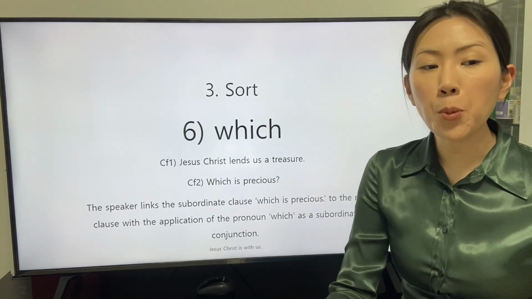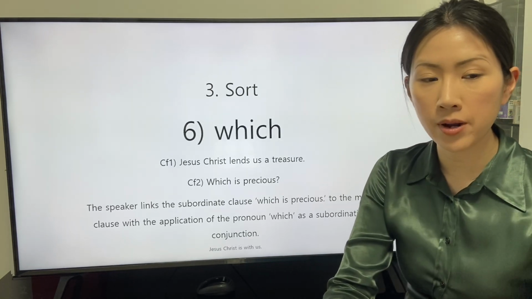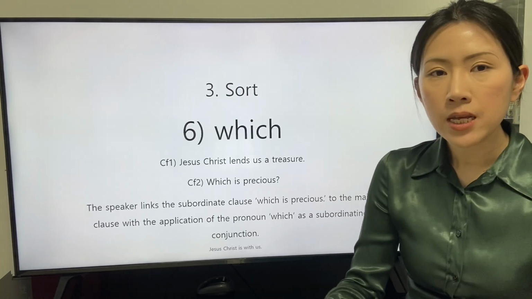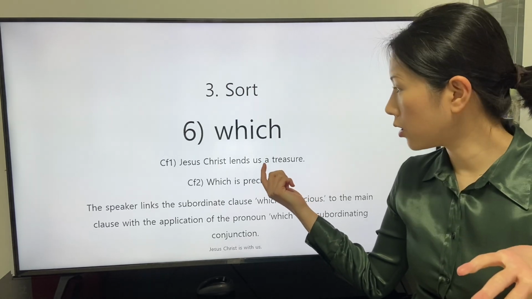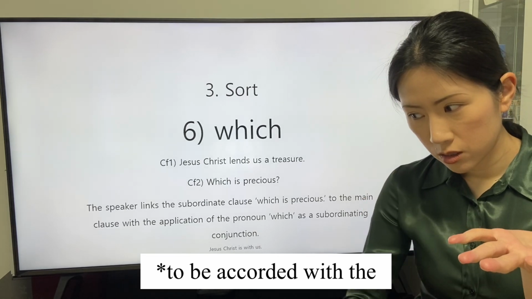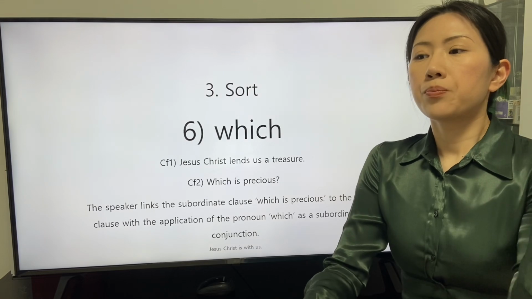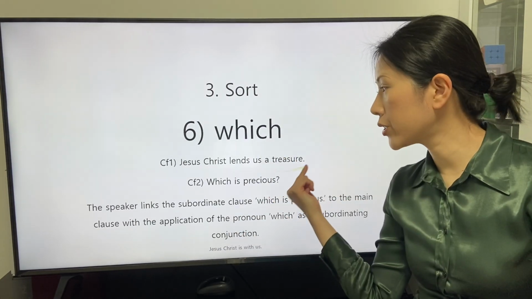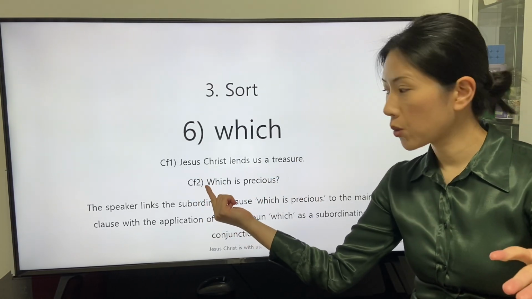The speaker links the subordinate clause which is precious to the main clause with the application of the pronoun which as a subordinating conjunction. The speaker replaces the direct object of treasure with the pronoun which. The speaker replaces the direct object of treasure with the subordinate clause, which is precious.